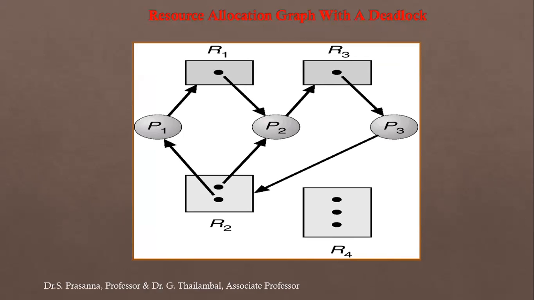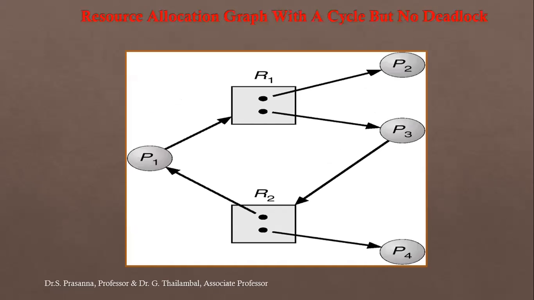But sometimes a deadlock happens like this. Now the P3 is also requesting a resource R2, which is held by P1. So P1 needs R1, which is held by P2, and P2 needs R3, which is held by P3, but P3 needs R2, which is held by P1. It's like a circular wait. So therefore, this process will not get completed.